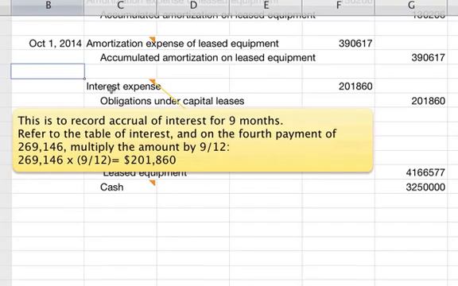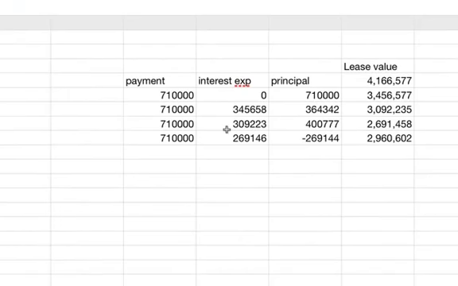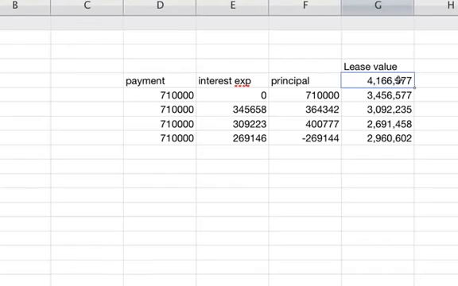So we refer to this table to get the interest. You'll see on the fourth payment, $269,146, you multiply the amount by 9/12. So we have a table here of the interest expense, and in this table you have the lease value, your principal, interest expense, and the actual payment. Right here is your beginning balance of the lease value. The first payment was $710,000. There was no interest because that was the same day the lease was formed, so the full amount went to the principal. That lowered the lease by $710,000. So that brought you to this amount.